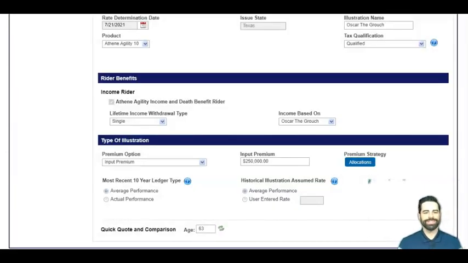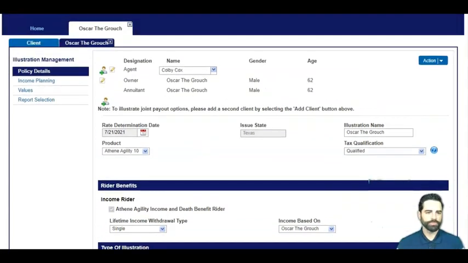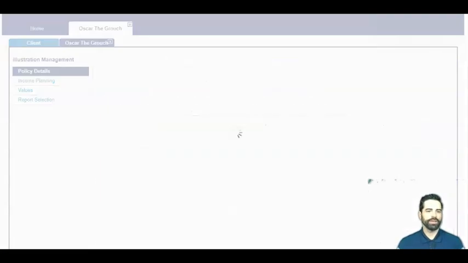For the most recent 10-year ledger, I just go actual average. That's the default, so I leave it there. And then historical, same thing. For my quick quote, I'm going to go 72 because I already know I have to wait until at least 72, since you have to wait at least 10 years to get that income. So I'm going to go to 72 for my quick quote. Now we go to income planning.